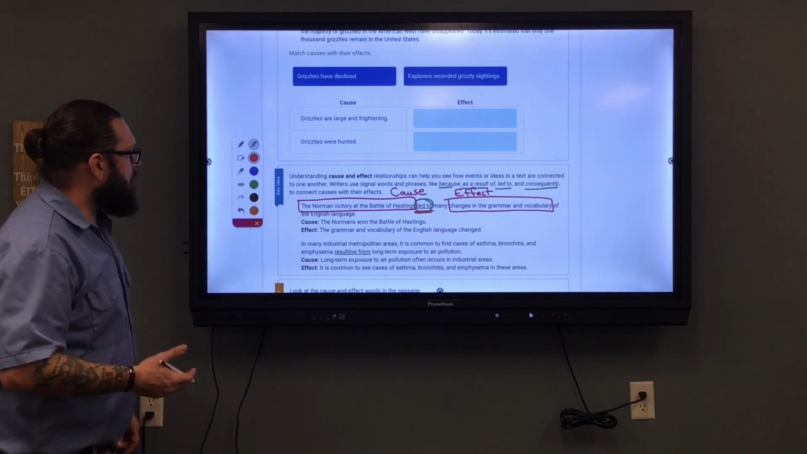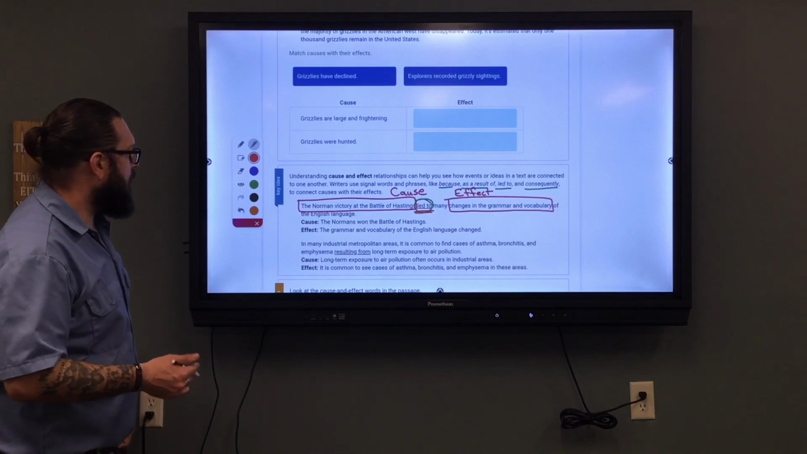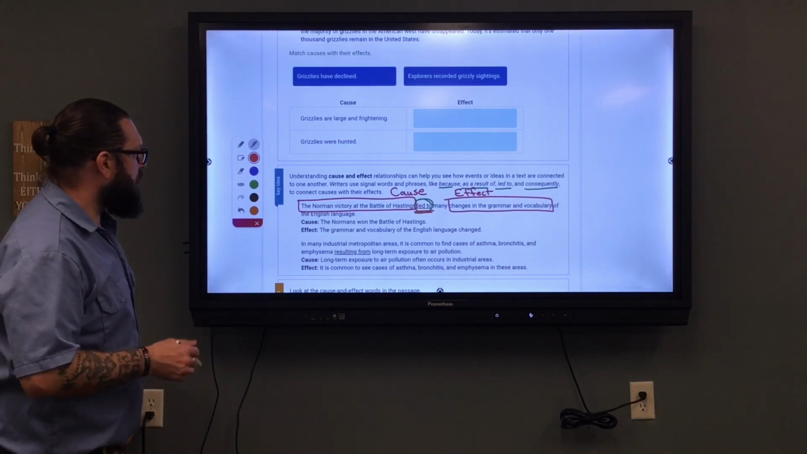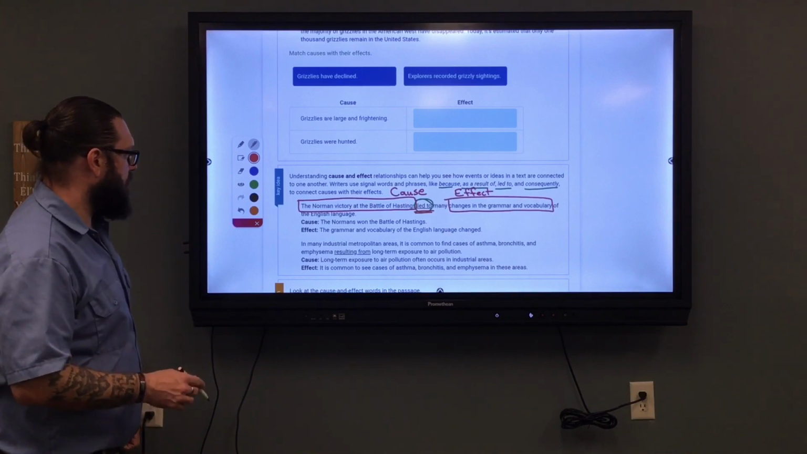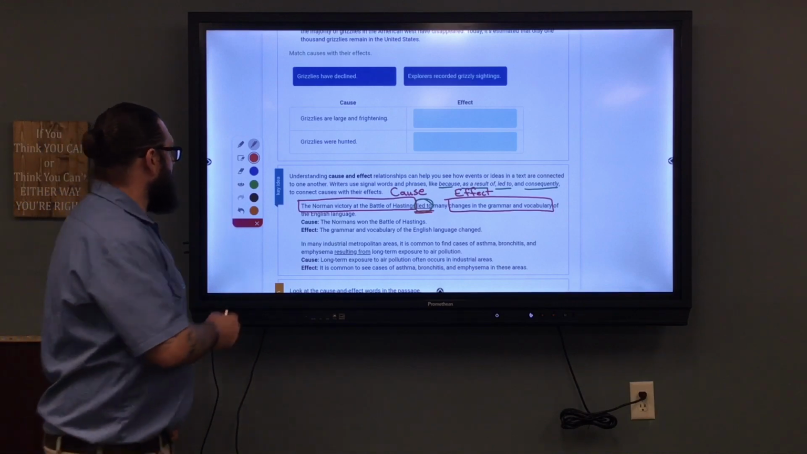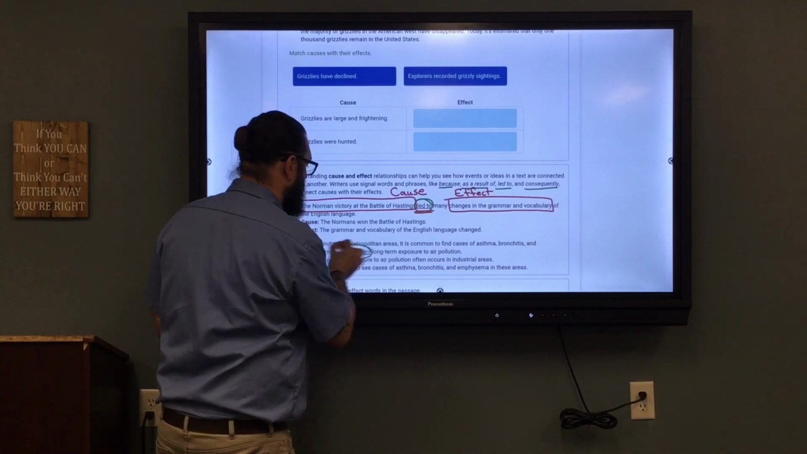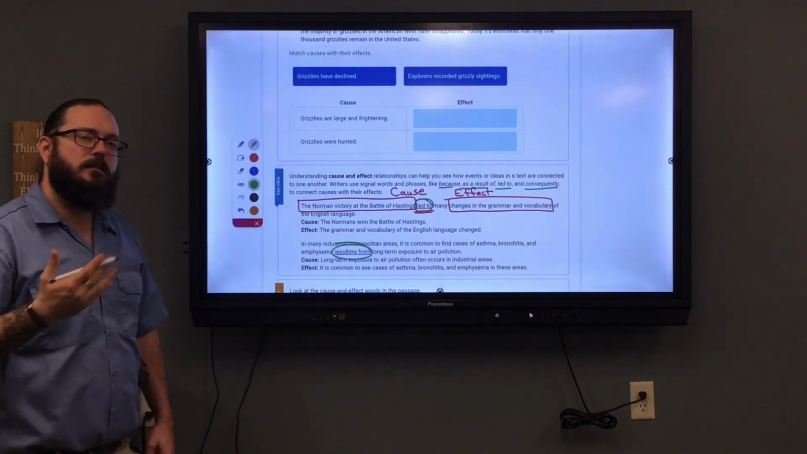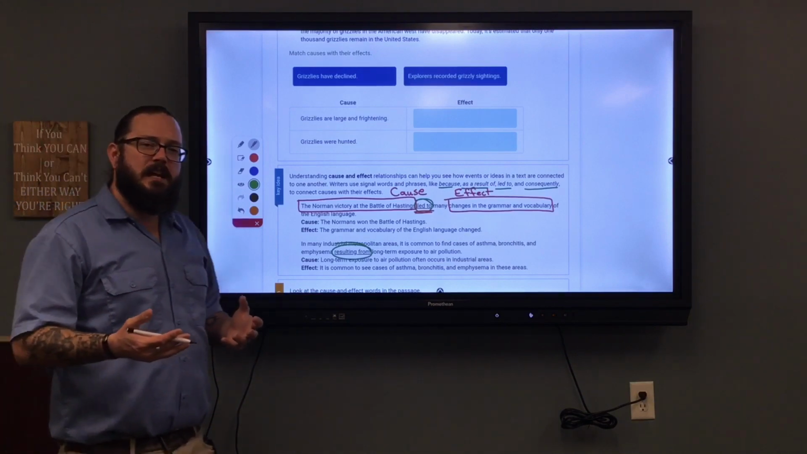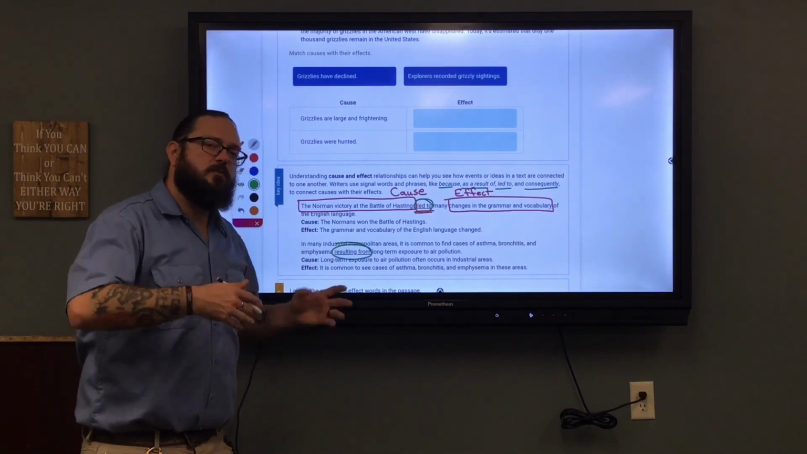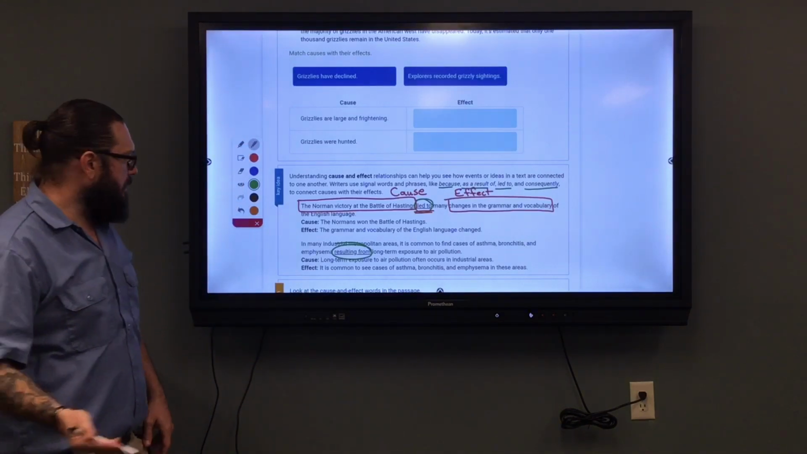In many industrial metropolitan areas, it is common to find cases of asthma, bronchitis, and emphysema resulting from long-term exposure to air pollution. Okay, so our signal word or signal phrase is resulting from. Now, in this case, it is being presented as the effect is a result of, or resulting from, the cause.